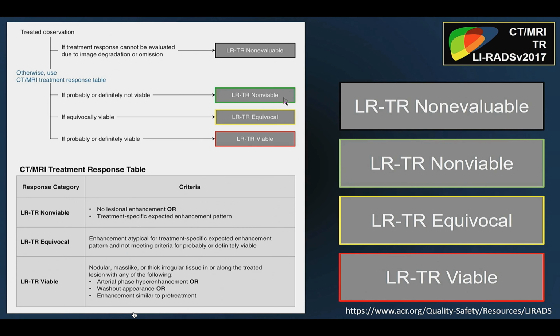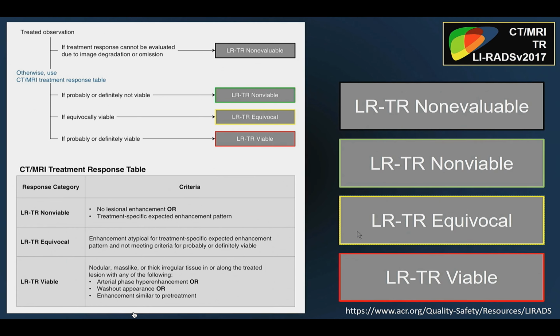Non-viable, when we believe that the tumor's dead, they killed it. Equivocal, if we're not quite sure if we see residual enhancement, or probably or definitely viable. And then these are the ways that you can assess that. For viability, we talk about a nodular, mass-like, or thick irregular tissue in or along the treated lesion with any of the following: arterial phase hyperenhancement, washout appearance, or enhancement similar to pretreatment.